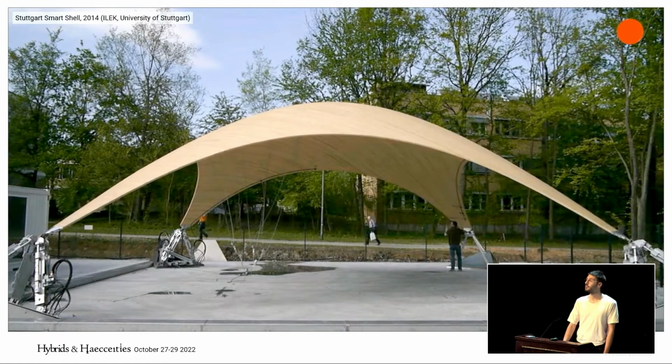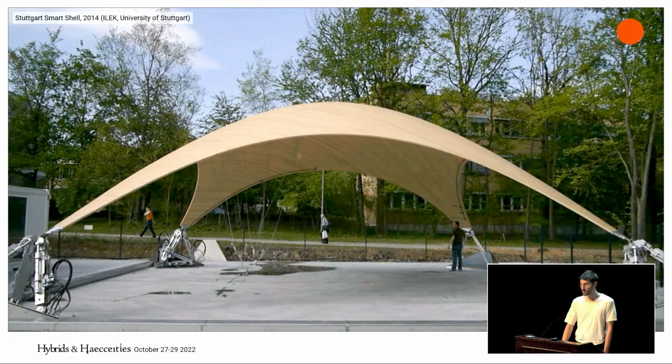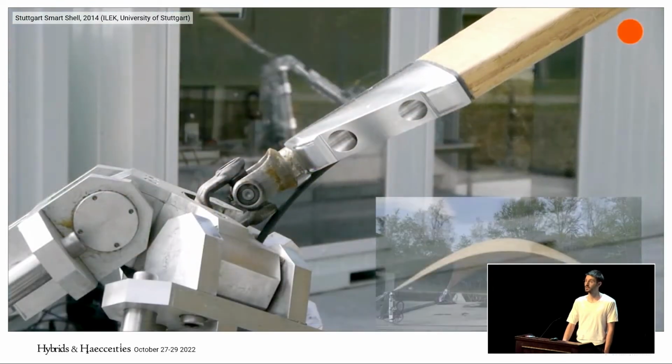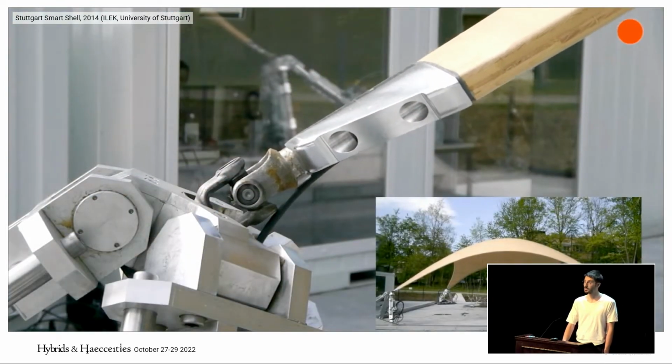The first ever realized ultra-lightweight structure is the Stuttgart Smart Shell, spanning 10 meters with a thickness of 4 centimeters. This hydraulically anchored timber shell is capable of detecting unfavorable deformations, which are autonomously compensated through a distinct change of its adaptive boundary condition.